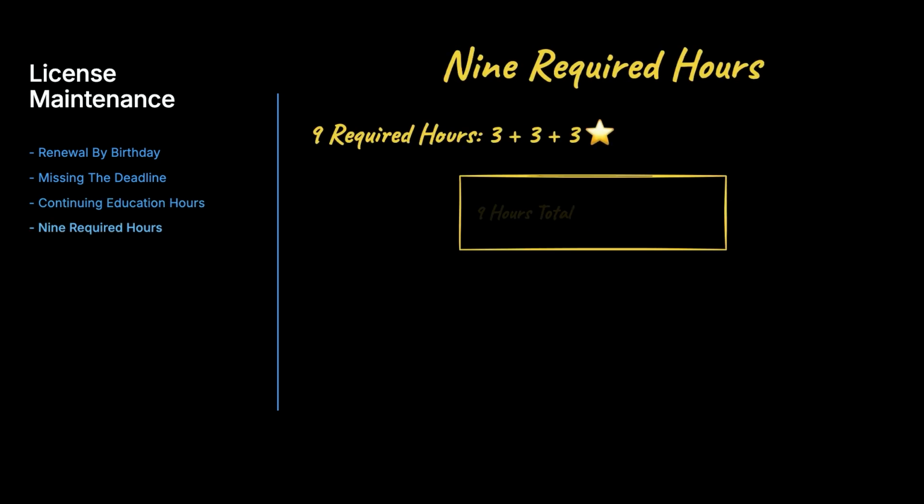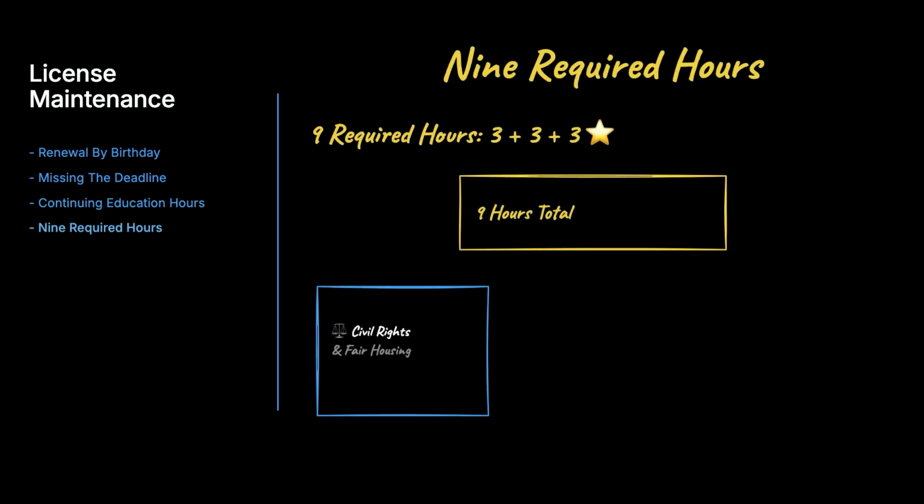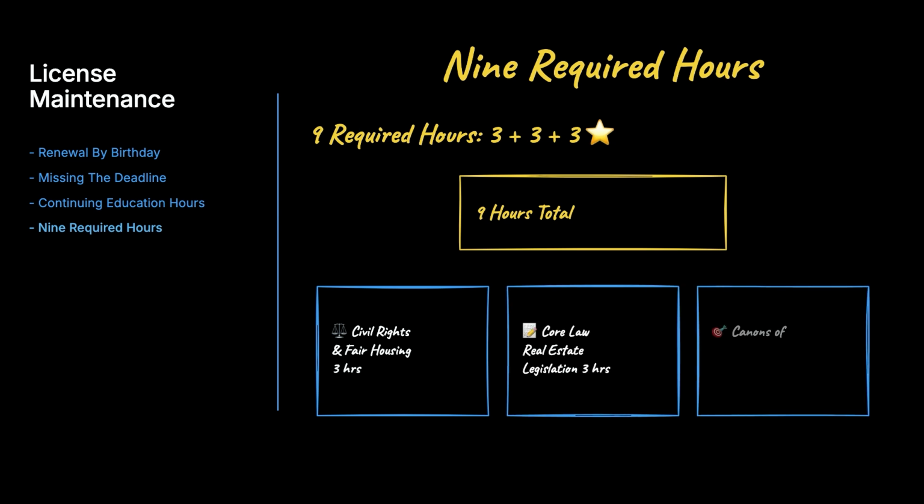Here are the 9 required hours, split into 3 equal parts. 3 hours cover civil rights and fair housing, including current local, state, and federal civil rights law. 3 hours cover core law, the current legislation affecting real estate, and 3 hours cover the Canons of Ethics. 3, 3, and 3: civil rights, core law, ethics.